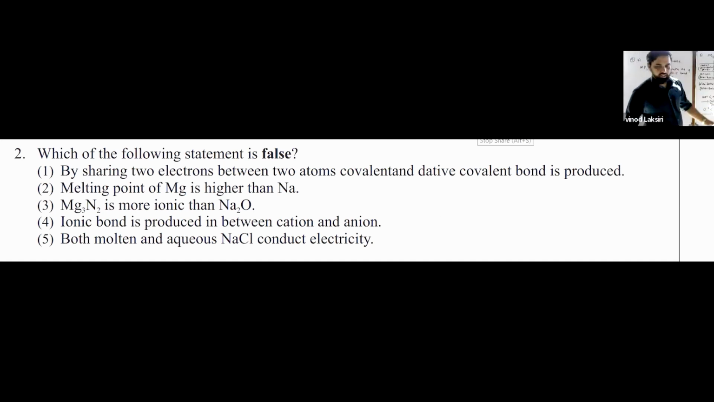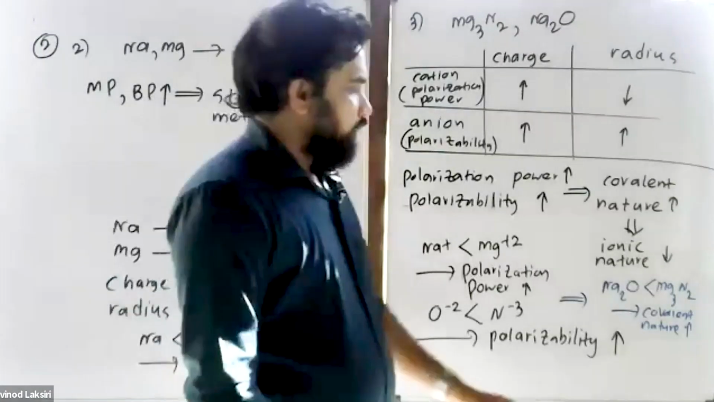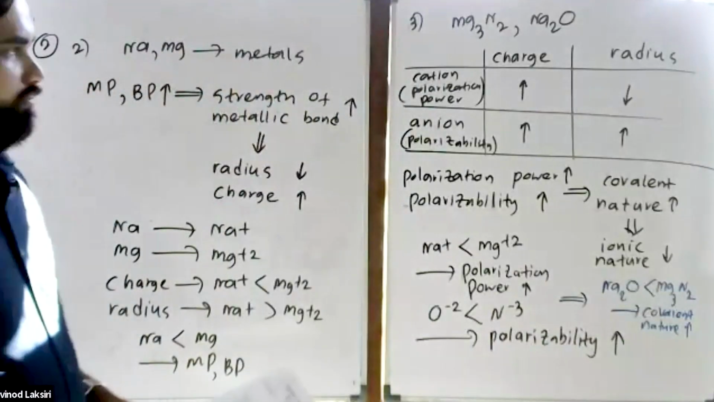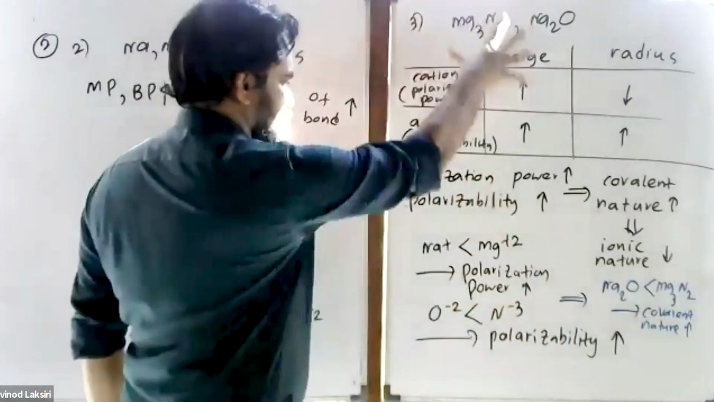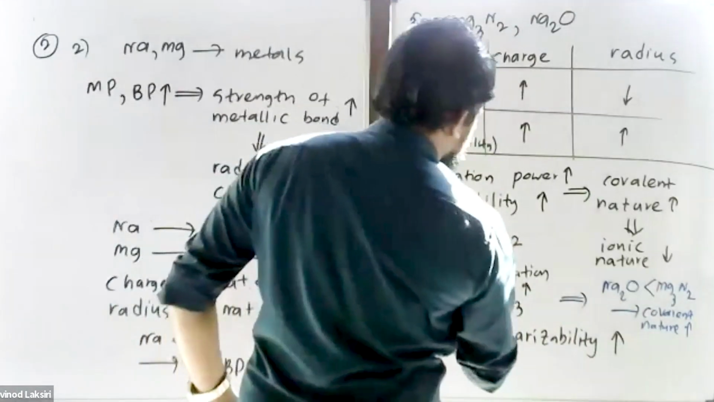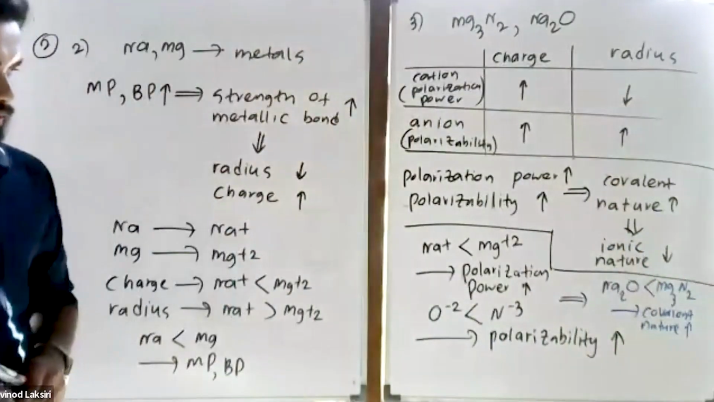Which one is more ionic? Sodium oxide. Magnesium nitride is more covalent, right? Therefore, that is the answer. The false statement is the third one, right? So you can write this down as a short note.